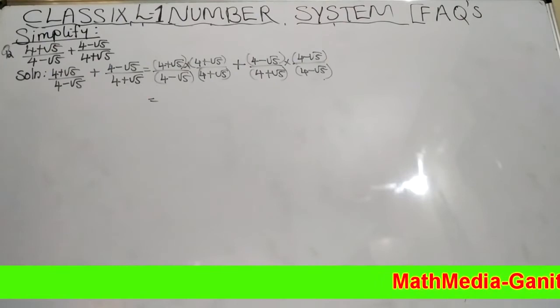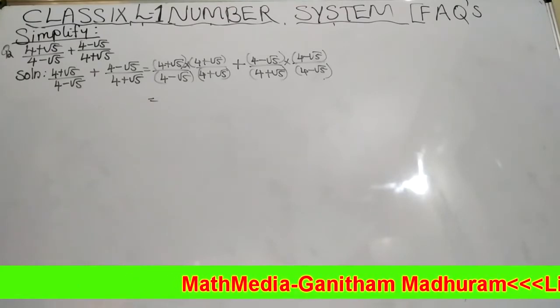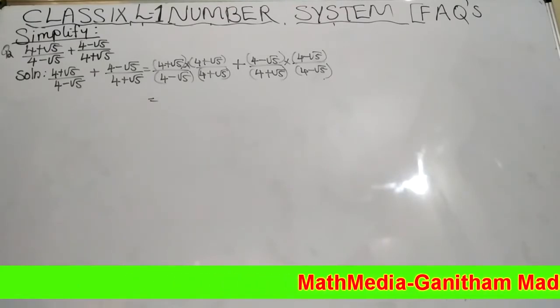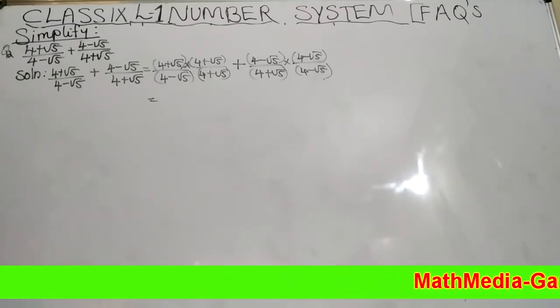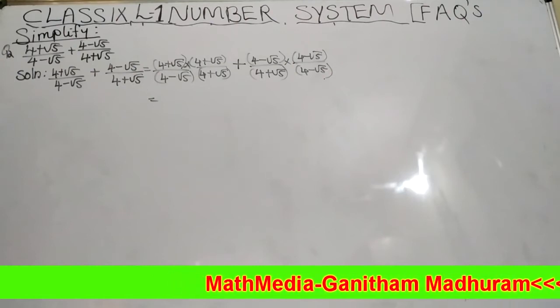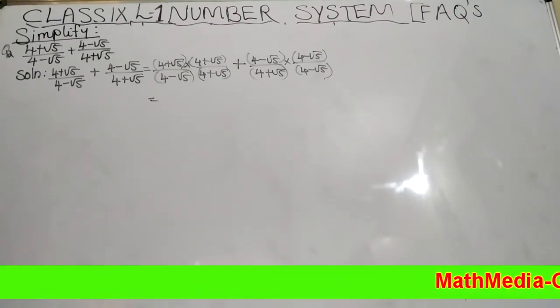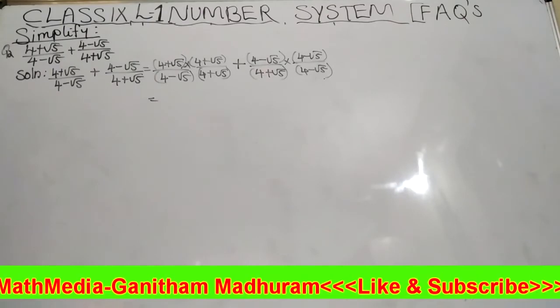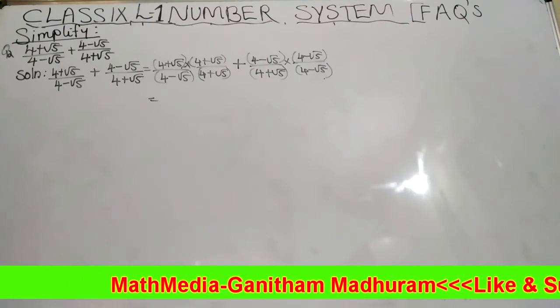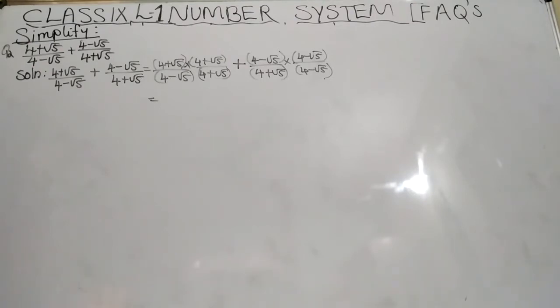Next question is simplify 4 plus root 5 upon 4 minus root 5 plus 4 minus root 5 upon 4 plus root 5. Here you have to do term by term simplification. So the first term is 4 plus root 5 upon 4 minus root 5. We have to find the rationalizing factor of the denominator and multiply numerator and denominator by the rationalizing factor.